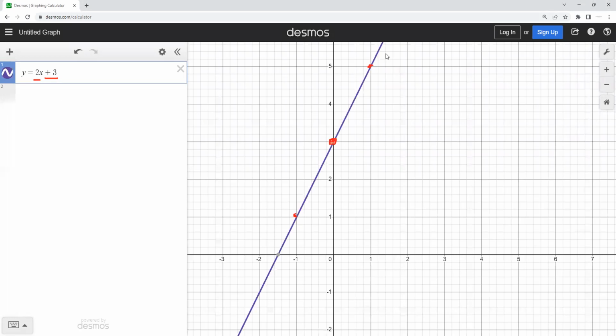So you graph the y-intercept, and then you use the slope to find the other points, because slope is the distance from point to point.